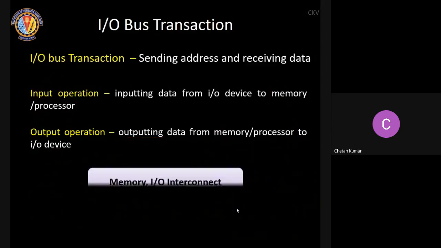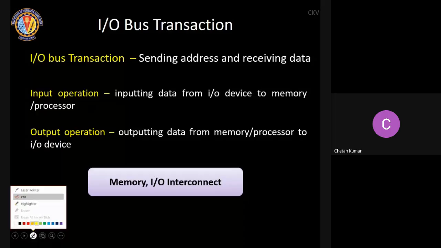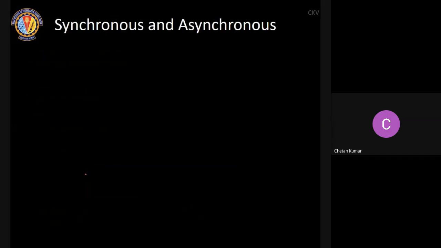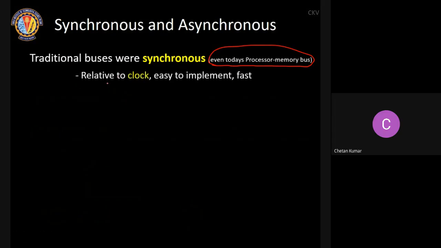Okay. So that was about your operation. One more important thing is your memory and IO interconnect. We typically use, as I said, standard bus protocols like USB, PCI, SATA for communication with the different IO devices. A few things about these buses: traditional buses were synchronous. Even today's processor memory bus is still synchronous. The communication link between the processor and the memory is synchronous in nature, meaning it depends on the clock. It is related to the clock, easy to implement, and fast.